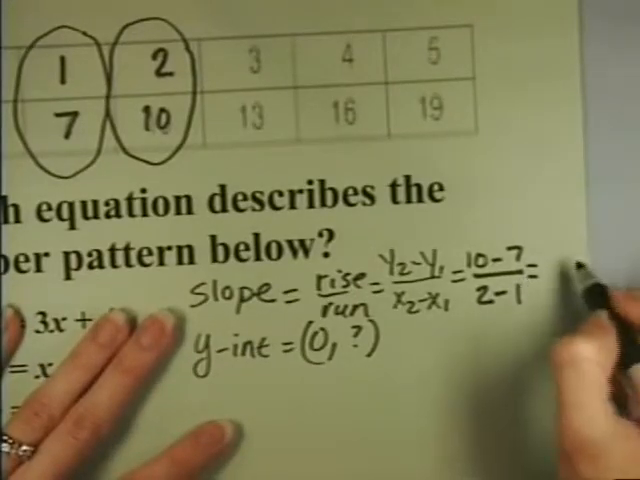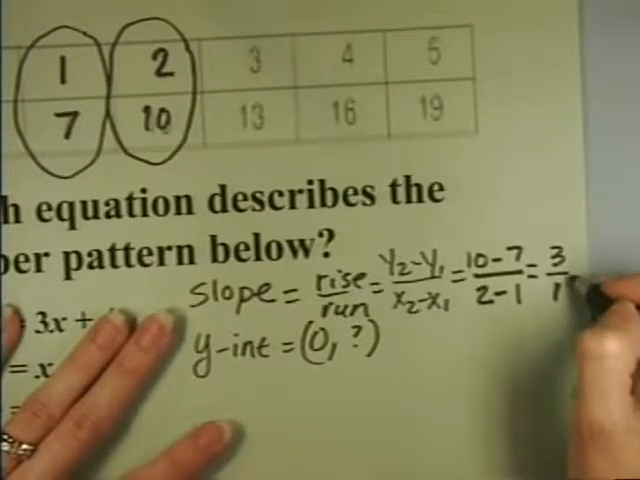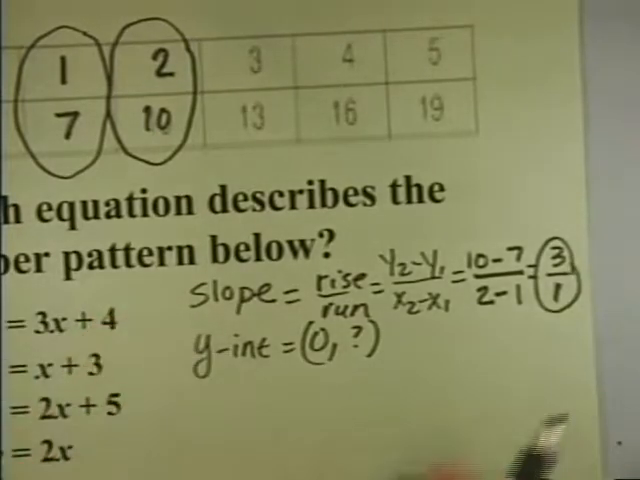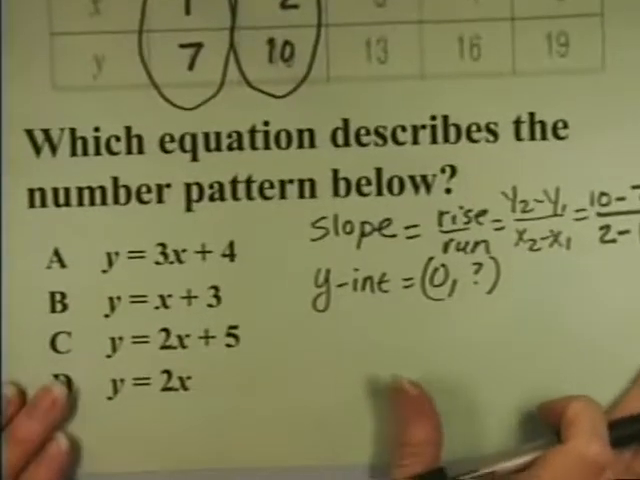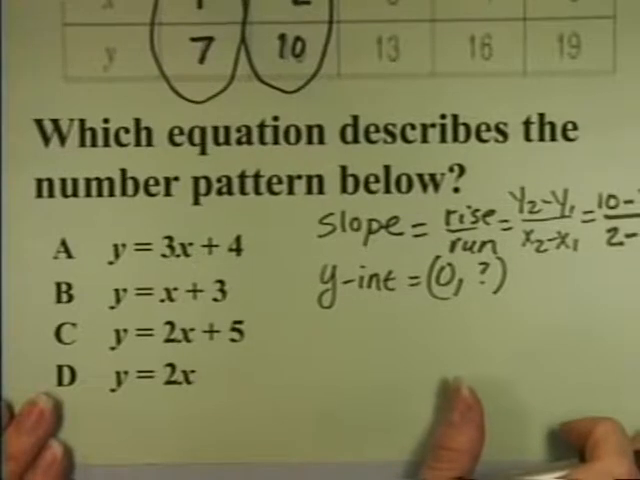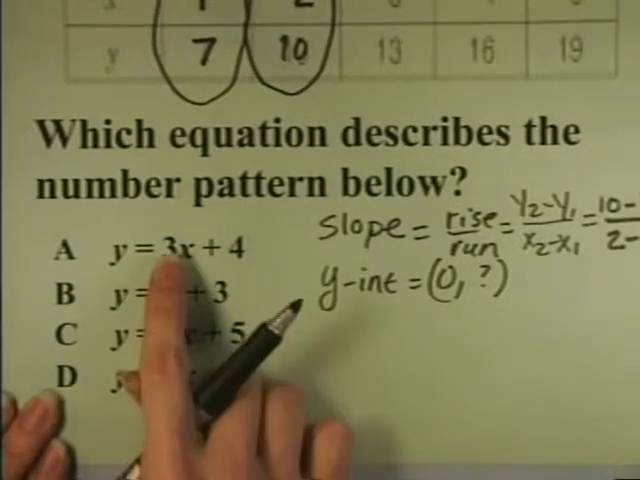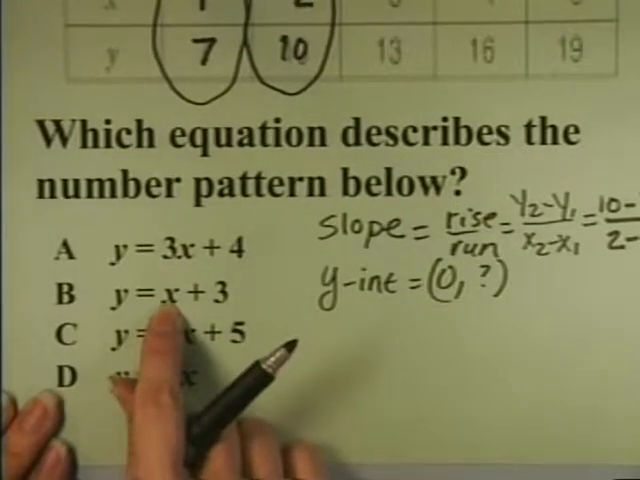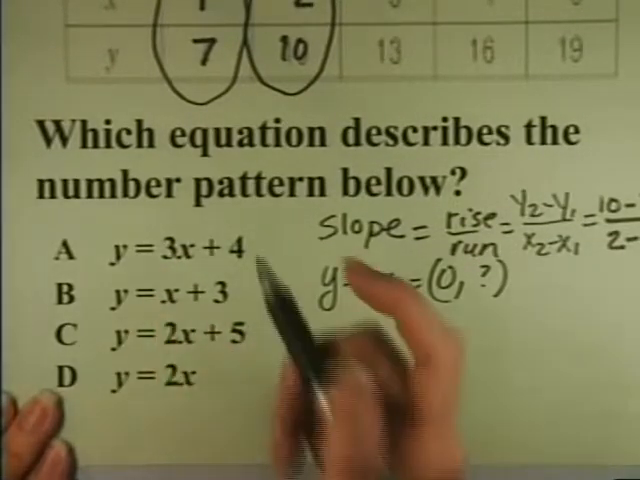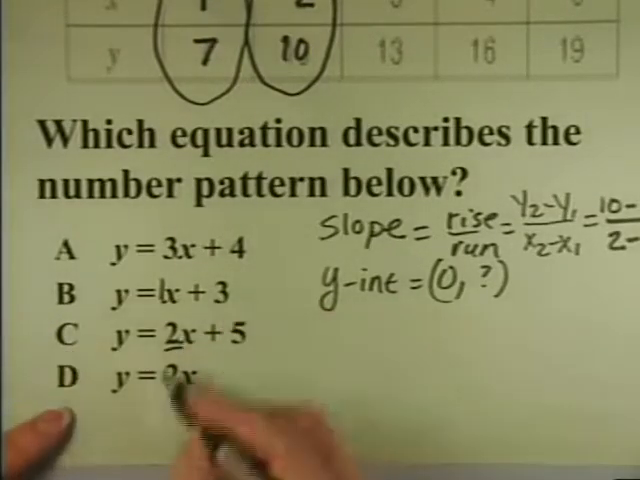What's 10 minus 7? 3. And then 2 minus 1? 1. So there is your slope: 3 over 1, or I can just say 3. And if I was taking a test, do you even have to figure out the b? No. Which one would the answer be? A. It has to be A for sure, because the slope is what on this one? 1. And what's the slope on this one? 2. And the slope on this one? 2.